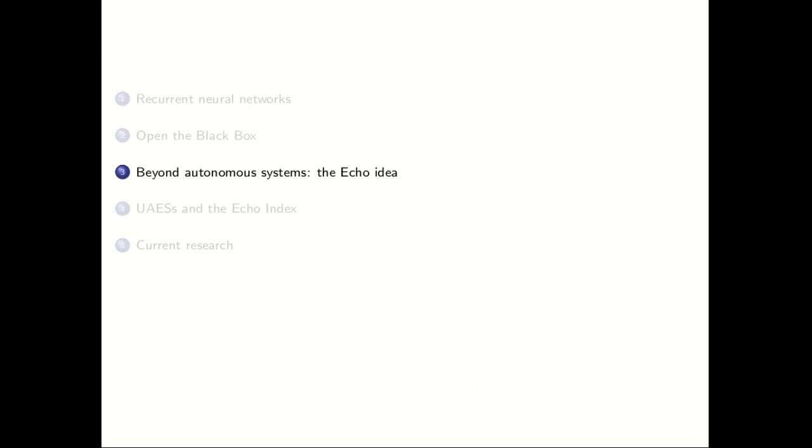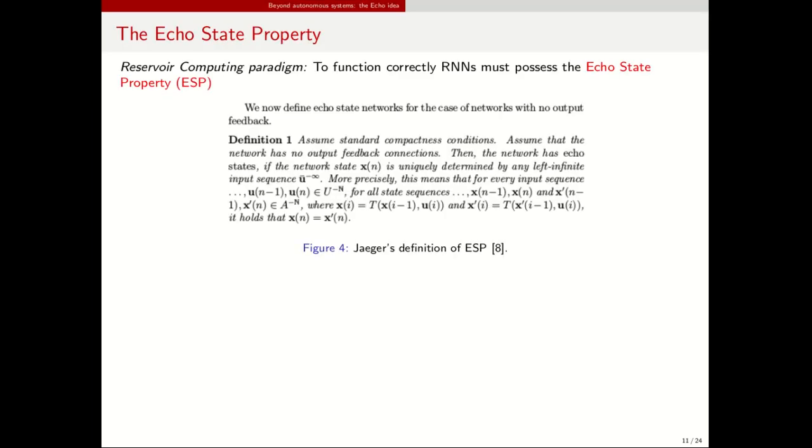So starting this journey on non-autonomous dynamical systems, I think a good starting point would be the echo state property. I was fascinated by this concept when I first approached reservoir computing, because it seems that this property is one that recurrent neural networks must possess in order to function correctly. Here you can see a snapshot of Jaeger's original definition of the echo state property.